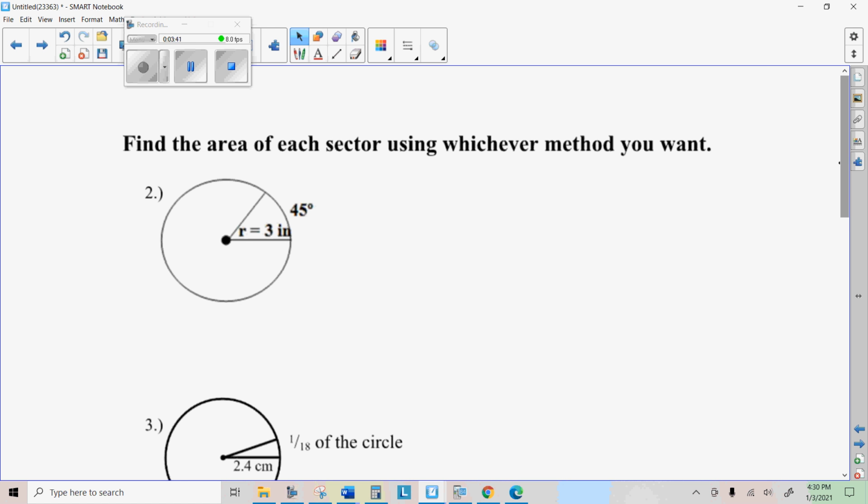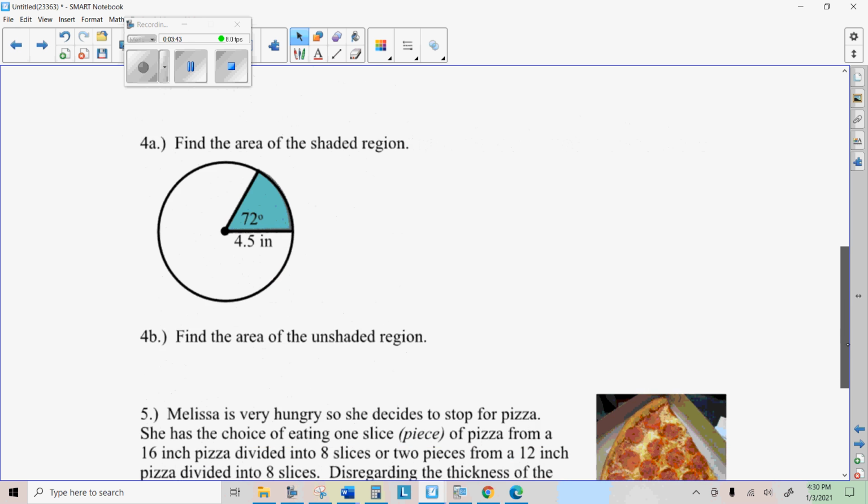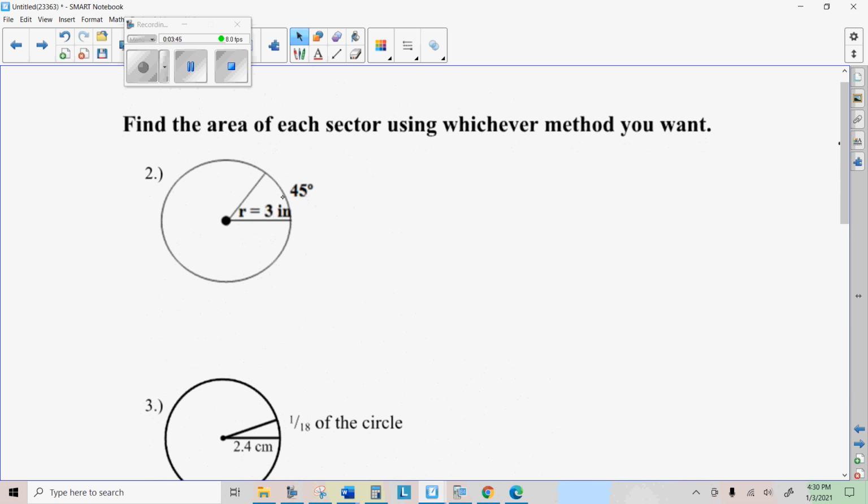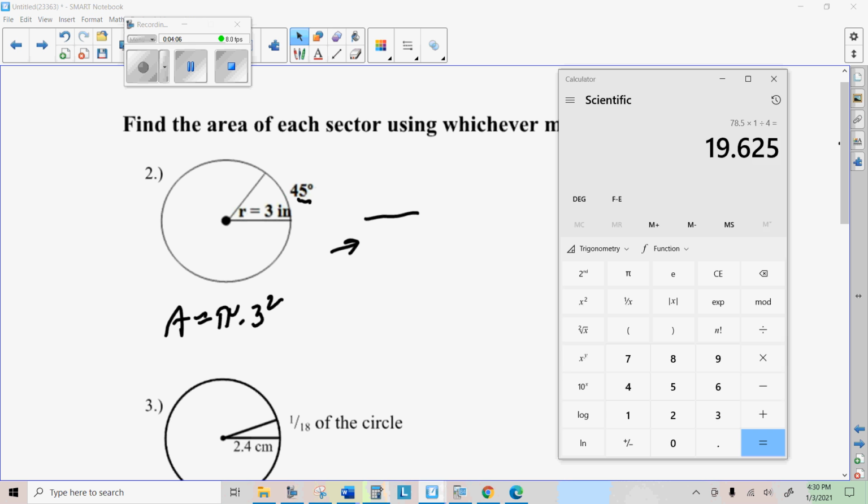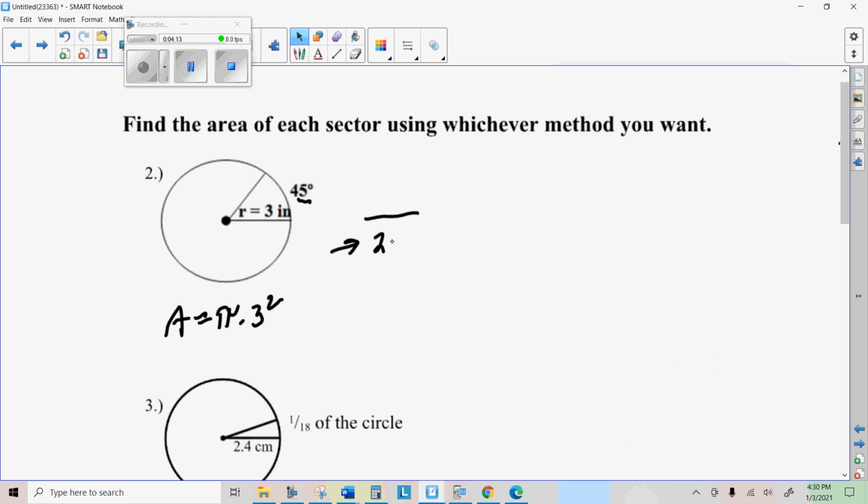So let's do a couple problems together. I'll help you set up the proportion, then you can go and get the answer. We know there's 45 degrees. You could figure out what fraction that is of the whole circle. Down here we have to find the area of the circle. The area is pi times the radius squared, so 3.14 times 9, which is 28.26. Put that in the bottom.